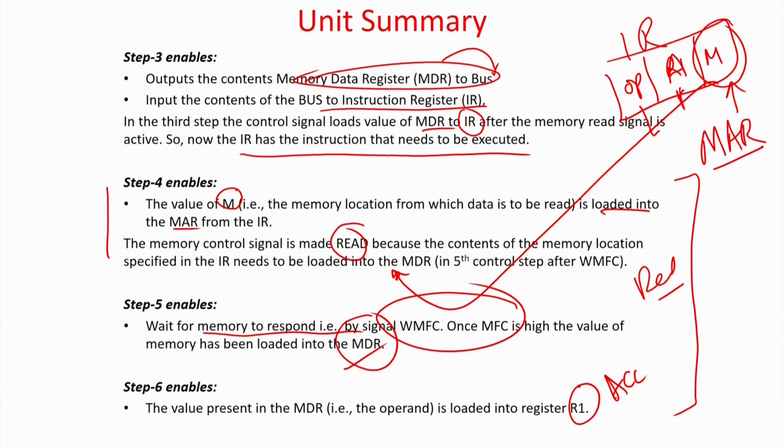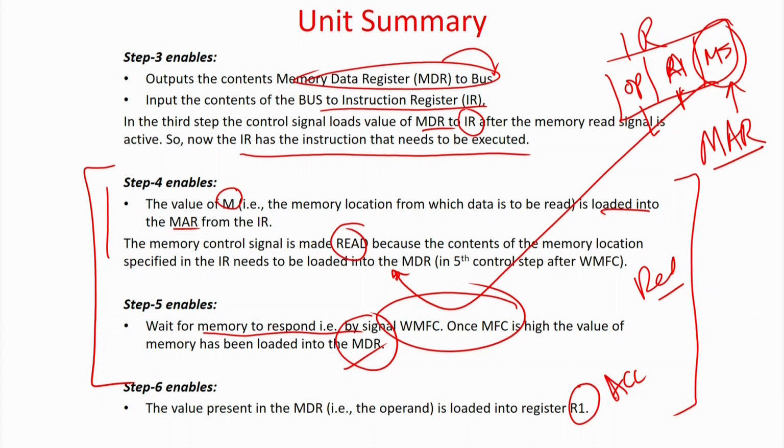Step 5 clears that memory is saturated, meaning memory is ready and data is available in the memory data register. Then in the 6th stage you will dump the value of the memory data register, which contains this operand, into the accumulator or register R1. So, again I am repeating, this is actually the summary which we will be covering in this unit for different types of instructions.